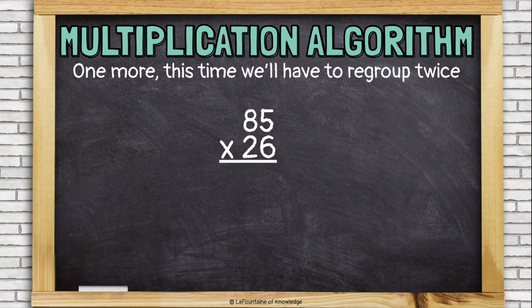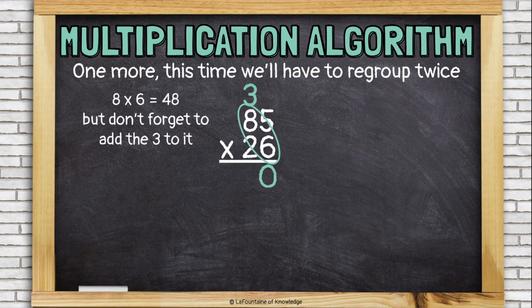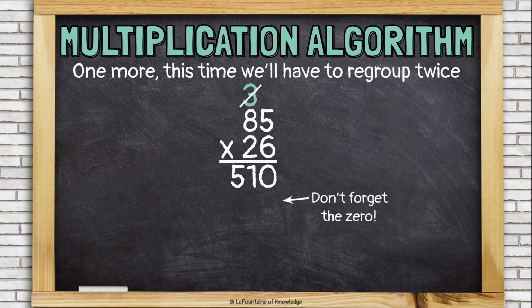Let's try one more. This time, we'll have to regroup twice. First, we're going to multiply 85 times 6. Okay, 6 times 5 is 30. I know I can't put a 30 in the 1's place of my answer, so I'll put the 0 down and carry the 3. All right, 6 times 8 is 48, but then I have to add 3 more to it, so that's 51. All right, let's cross off the 3 and add the 0.